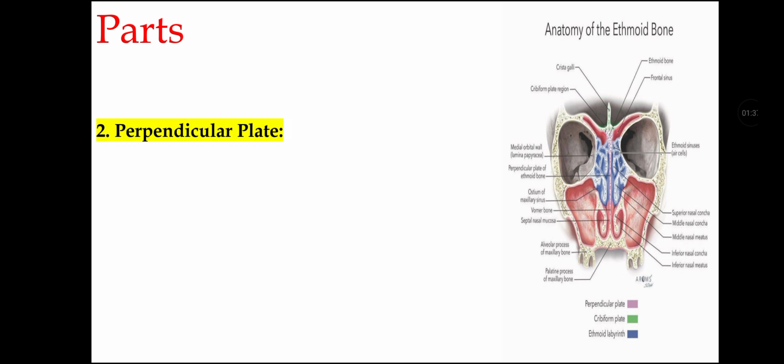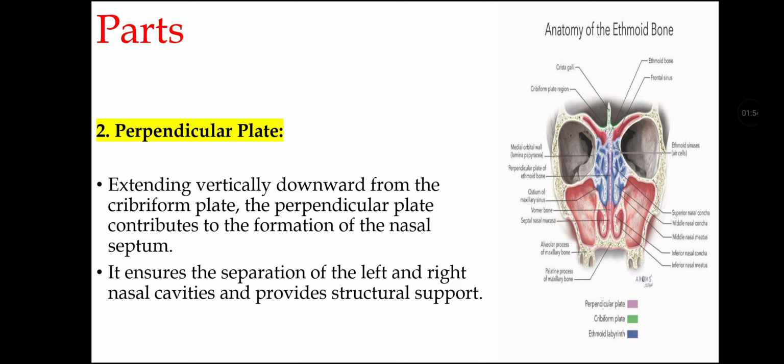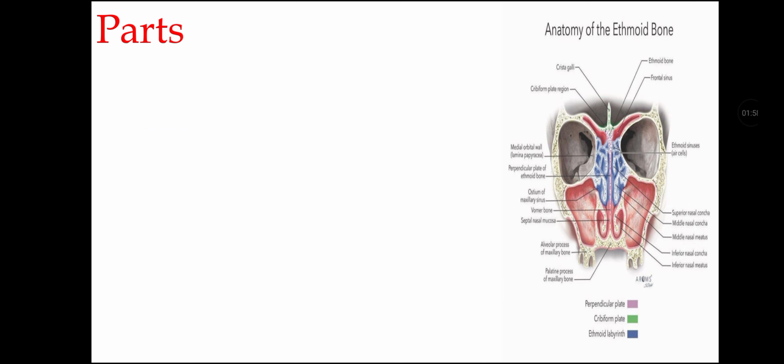Further talking about its parts, it has the perpendicular plate that extends vertically downward from the cribriform plate, and the perpendicular plate contributes to the formation of the nasal septum. As you can see here in the diagram, this part of the ethmoid bone is the perpendicular plate. It ensures the separation of the left and right nasal cavities and provides structural support.